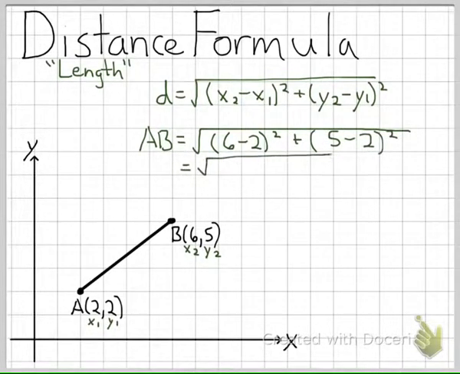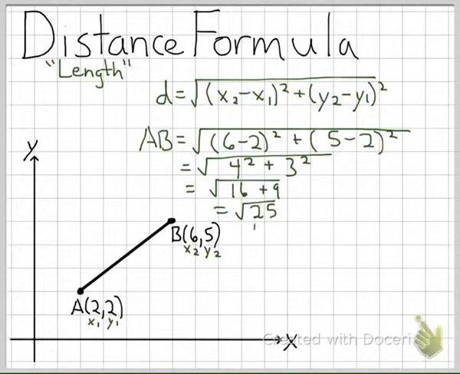I then go to simplify. 6 minus 2 is 4 squared. 5 minus 2 gives me 3 squared. I square the two values. I get 16 plus 9, which becomes the square root of 25. So I can say that AB is 5 units in length.